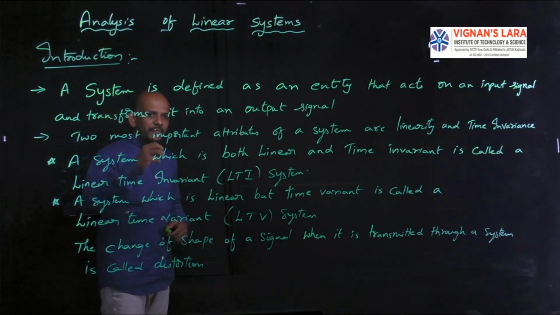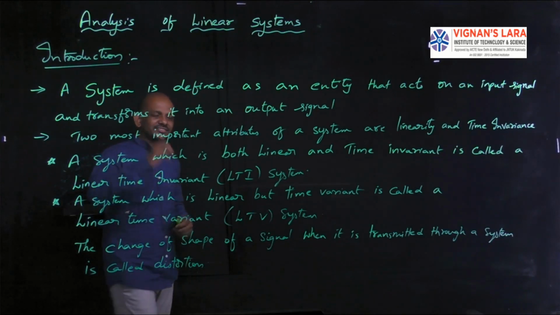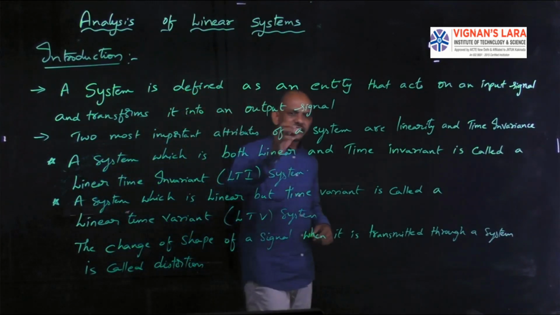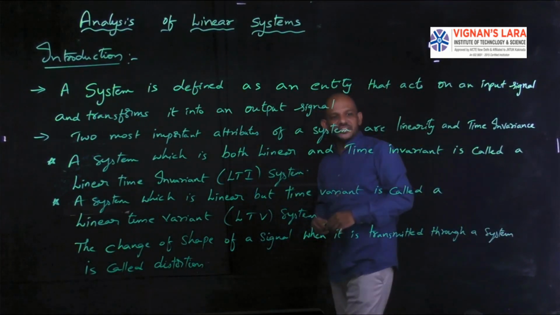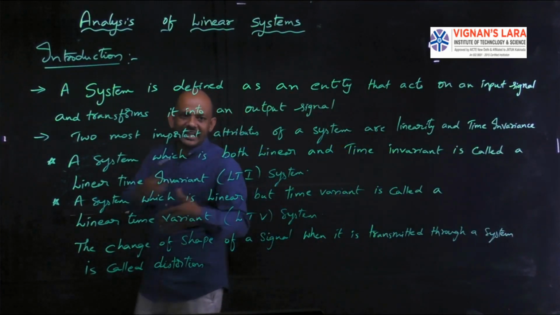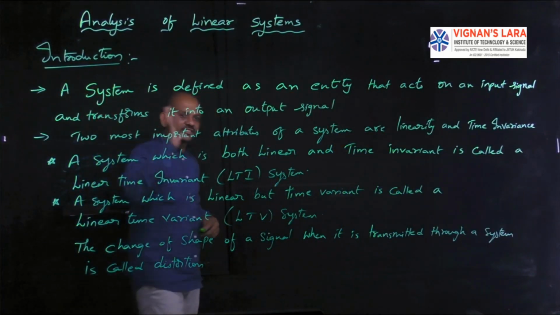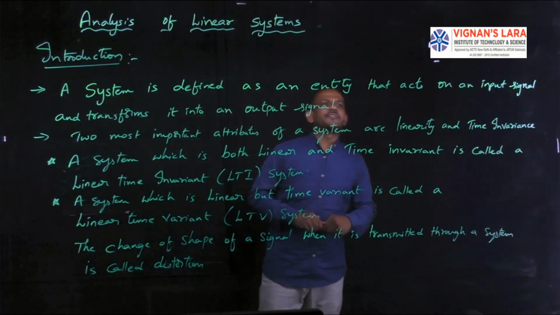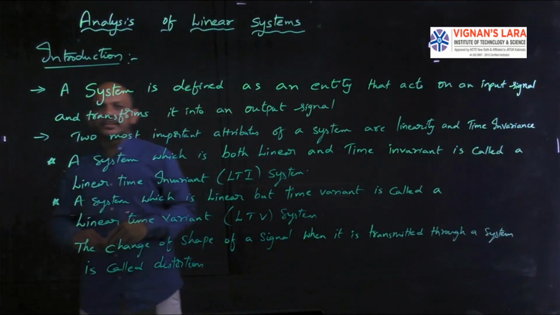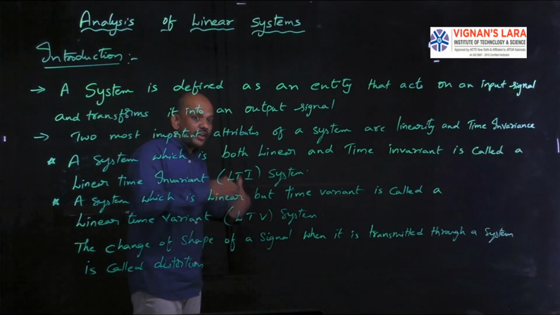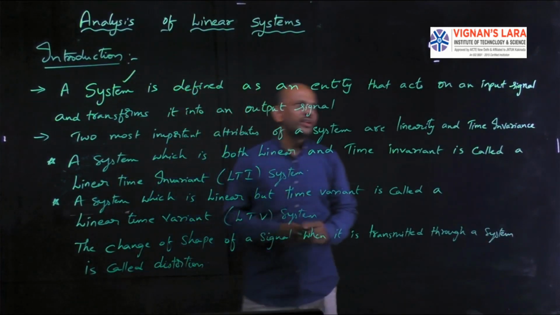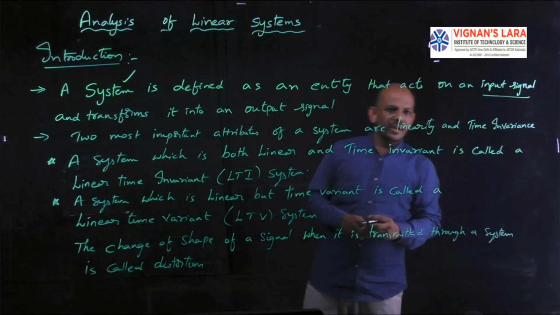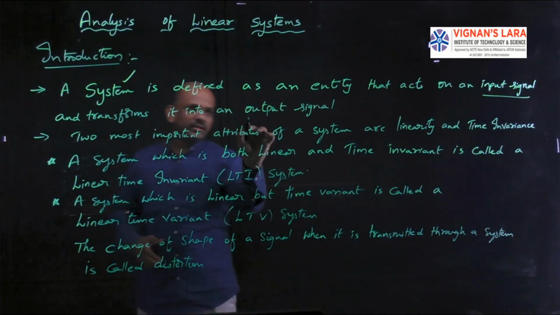So here I am starting with the system. What is the definition of a system? Simply, a system is defined as an entity that acts on an input signal and transforms it into an output signal. So here what will the system do? The system will act on the input signal and transform that signal into an output signal.